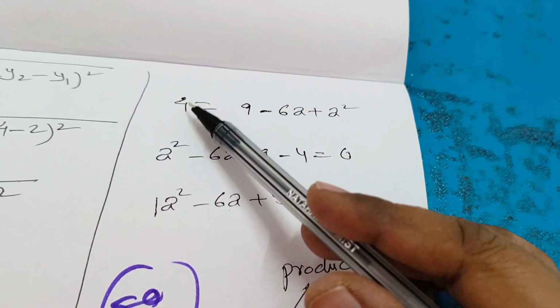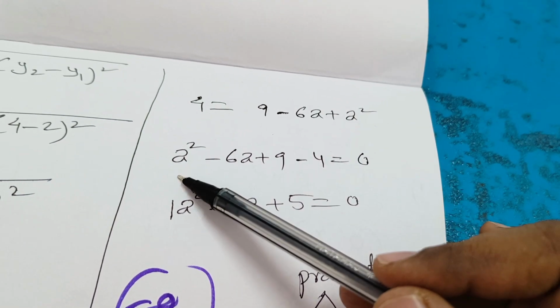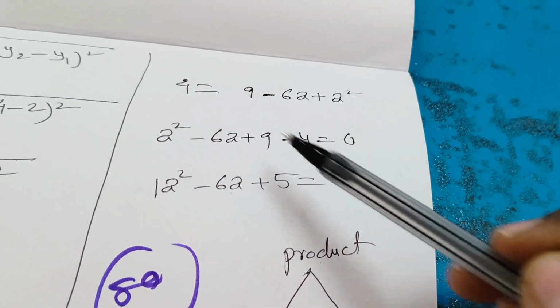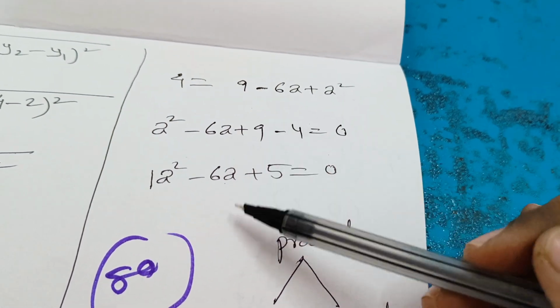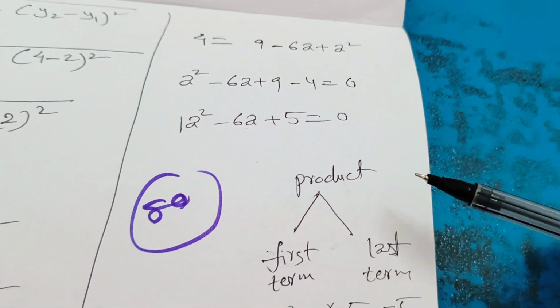So take this plus 4 to the right side, it becomes minus 4. So a square minus 6a plus 9 minus 4. So a square minus 6a plus, 9 minus 4 is 5, is equal to 0.